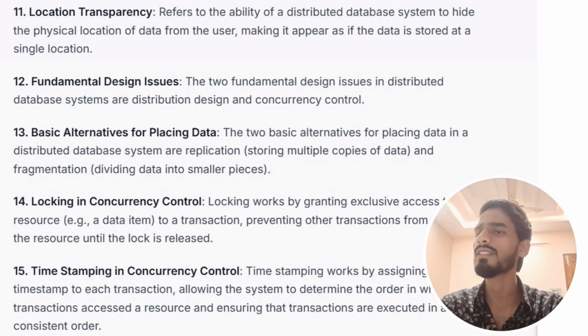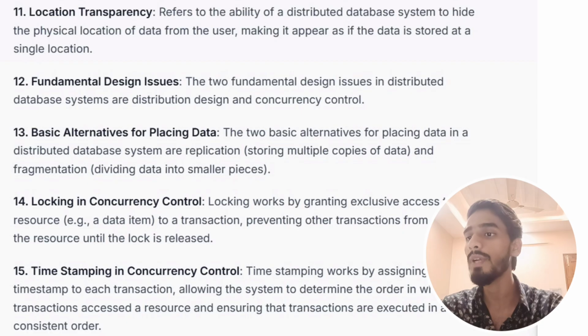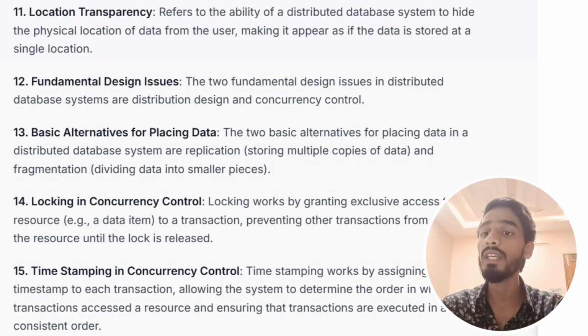Next, let us discuss some important points. Let us know what is location transparency. It refers to the ability of a distributed database system to hide the physical location of data from the user, making it appear as if the data is stored at a single location.